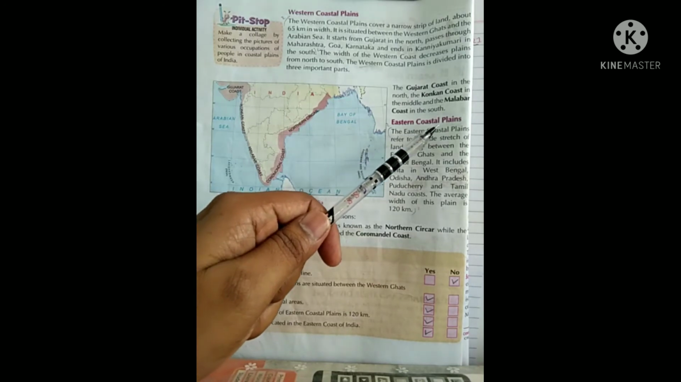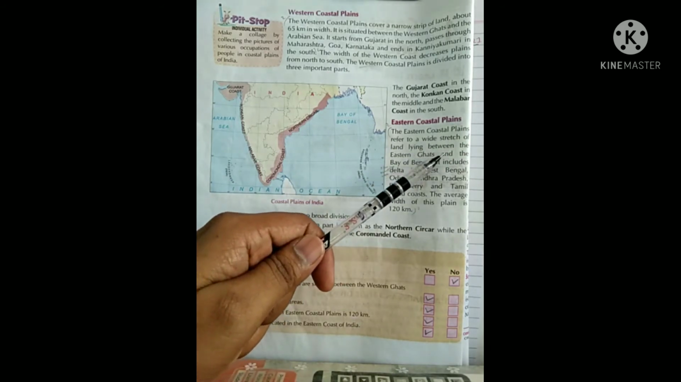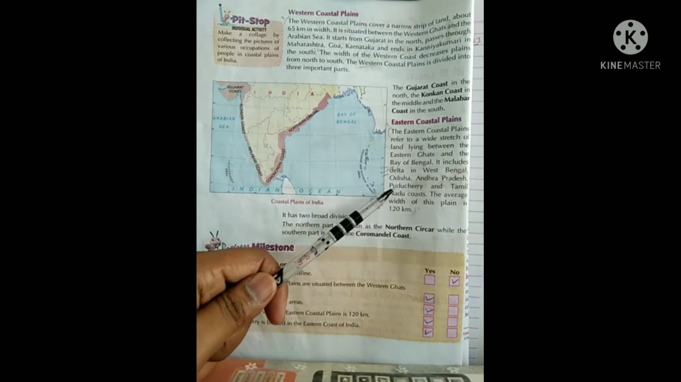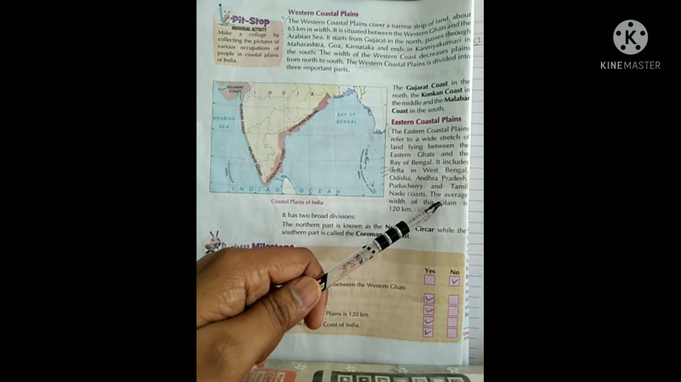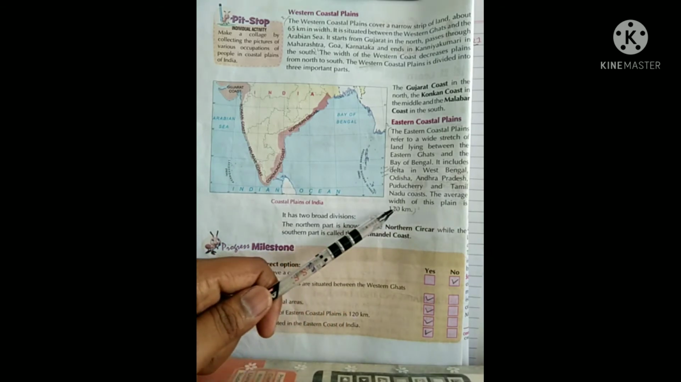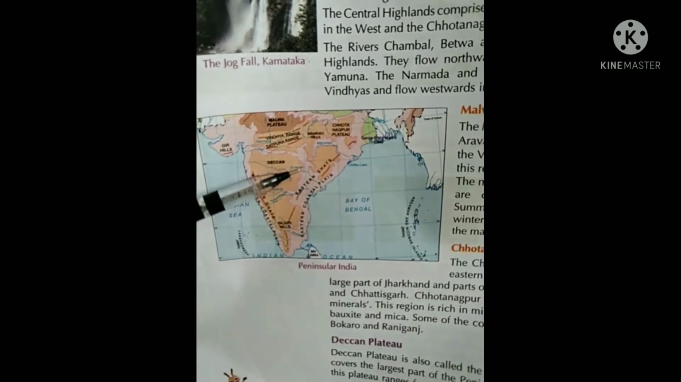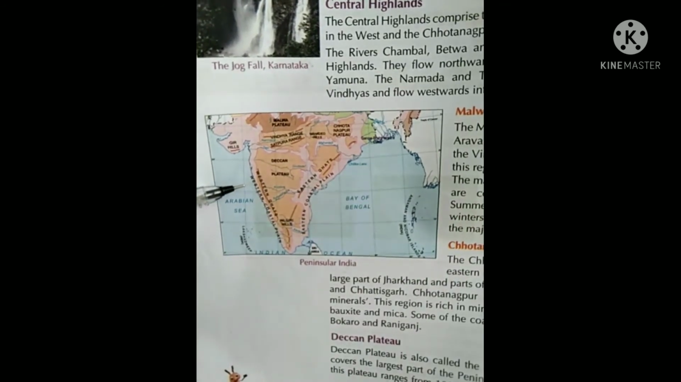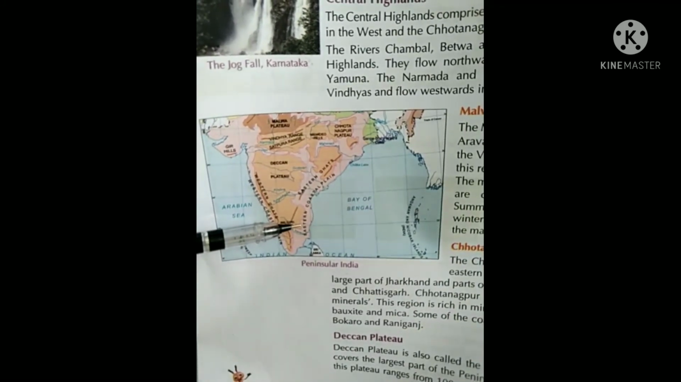Next, eastern coastal plains. The eastern coastal plains refer to a wide stretch of land lying between the Eastern Ghats and the Bay of Bengal. It includes deltas in the West Bengal, Odisha, Andhra Pradesh, Puducherry, and Tamil Nadu coasts. The average width of this plain is 120 km.